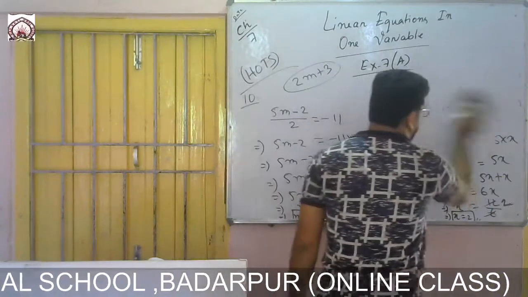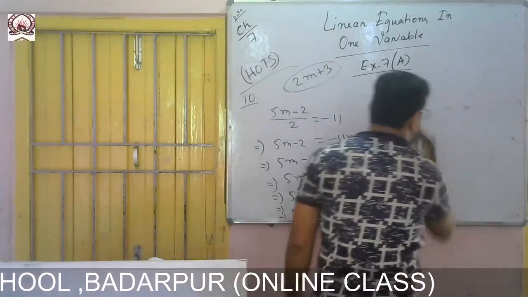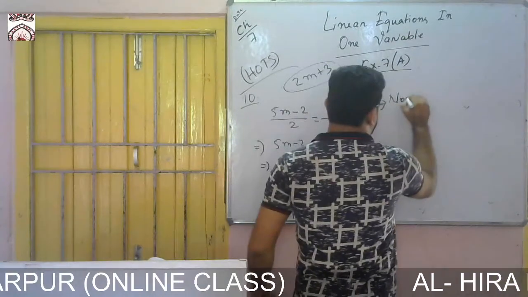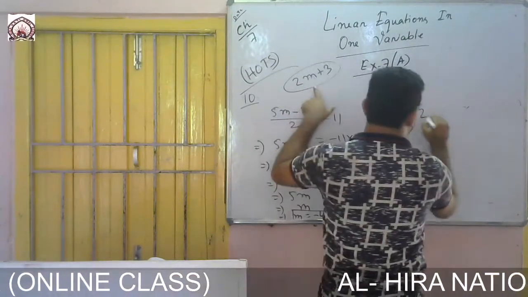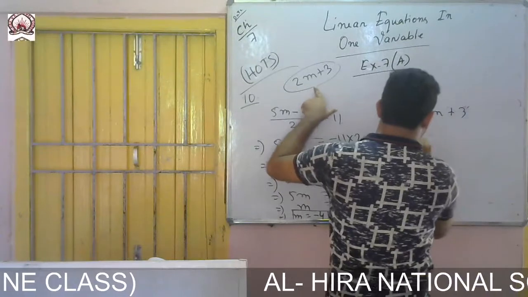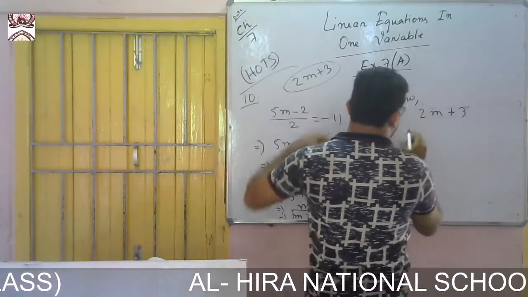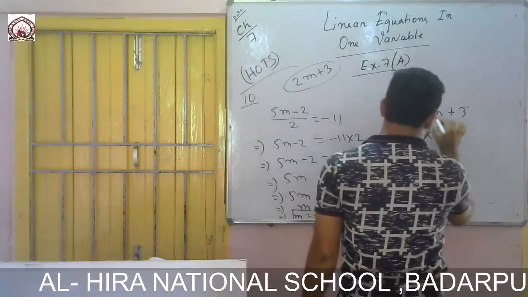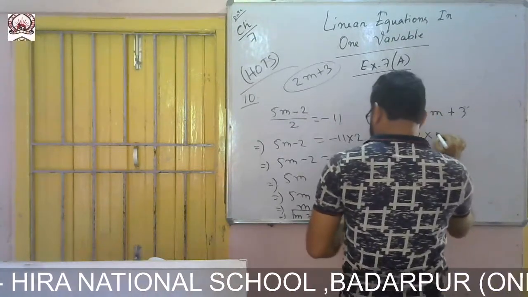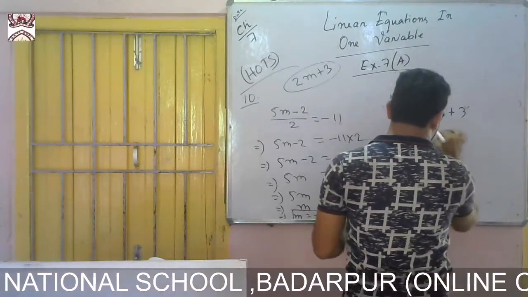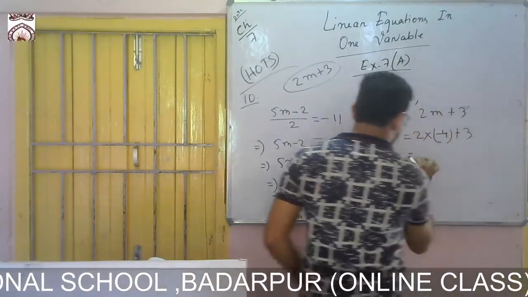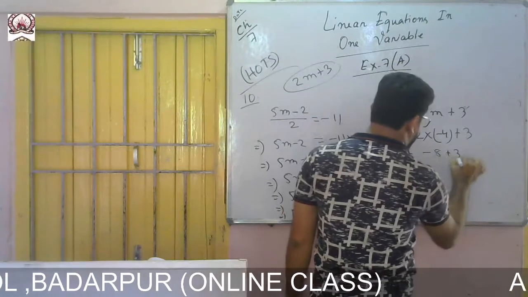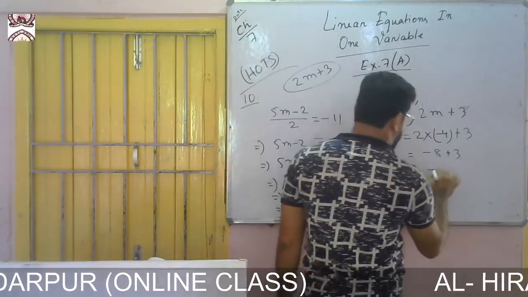Now putting the value of m in 2m plus 3. So 2 into m value, that is minus 4, plus 3. Now 4 2s are 8, minus 8 plus 3. So it is minus 5.